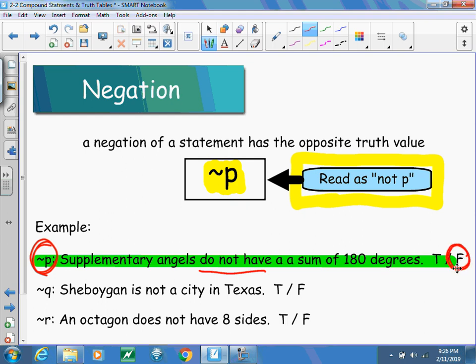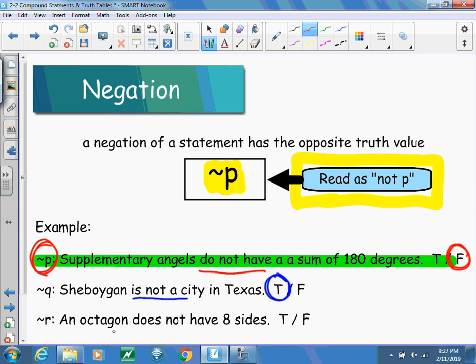It is the opposite. If I were to look at statement Q, back on the previous slide, I said Sheboygan is a city in Texas. Well, we know that that is false, but now if I say Sheboygan is not a city in Texas, that's the negation right there. We can go ahead and say that that is true. It's the opposite value.